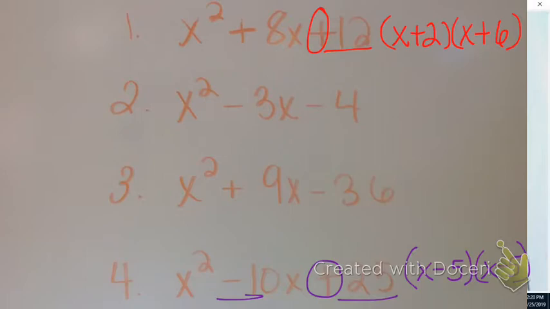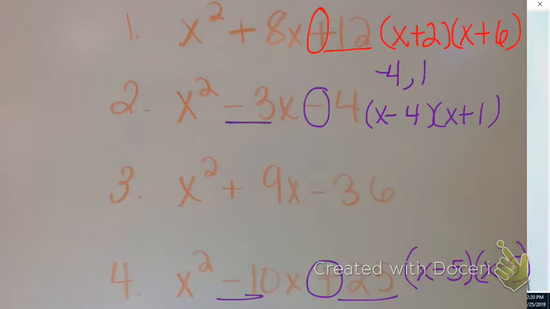So number 2, you look at what multiplies to give you 4. Well, there's 4 and 1 and 2 and 2. So it's got to be 4 and 1. 4 and 1 subtracts to give me 3. But how do I get a negative 3 when I subtract 4 and 1? If the bigger number's negative, yeah. So 4 has to be negative. So it'd be x minus 4 and x plus 1. When you subtract it, whatever that sign is tells you which one should be negative or positive. What if they're both negative?